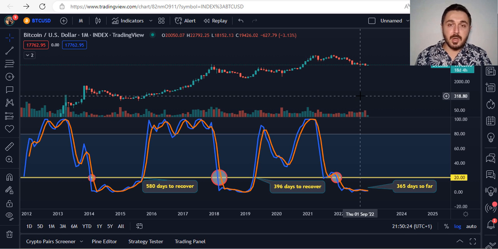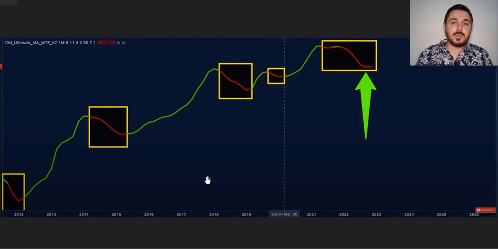Let's jump into the next chart. Now this is a new chart I've never showed you guys before. It's called the CM Ultimate Moving Average version 2. Simply what this chart shows, you can see dates down here. You can see two major things in this chart, simple and crisp. We have our line, which is a moving average. We're on the monthly time frame, and we have the green color, the red color, and the yellow boxes, and we'll explain each one in a second.